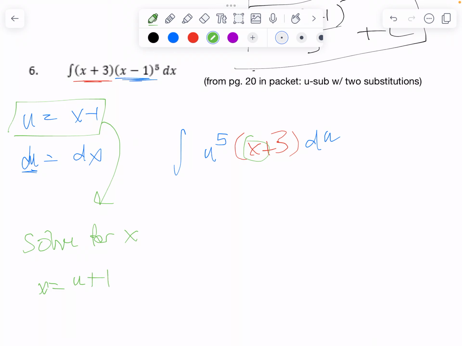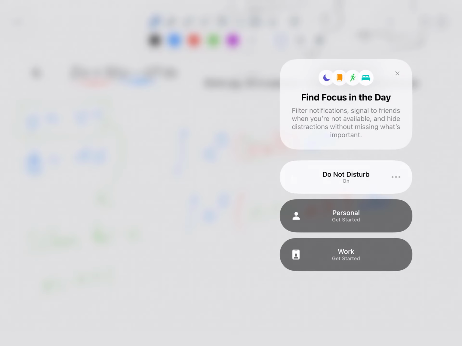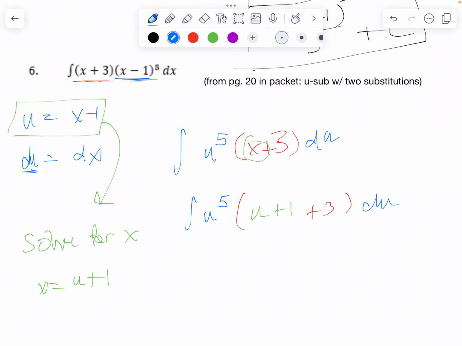Okay, so now when I rewrite my integral, the u to the 5th stayed. There's no extra compensation that I had to do there. And then I'm going to plug in for x, I'm going to plug in u plus 1. So it's going to be u plus 1, and then plus the 3 that was still there, and then a du. Notice now that my entire integral is going to be in terms of u, which is perfect. So I'm going to drop the colors here, and now I'm ready to go with it. I have u to the 5th times u plus 4 du.